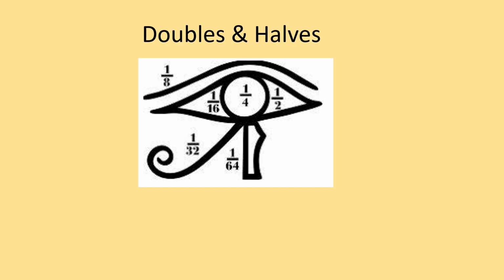The Wedjat, or the Eye of Heru, appeared in lesson number 1. We want to make note of the fact that the denominators of these unit fractions, as they're called, are doubles of 1.